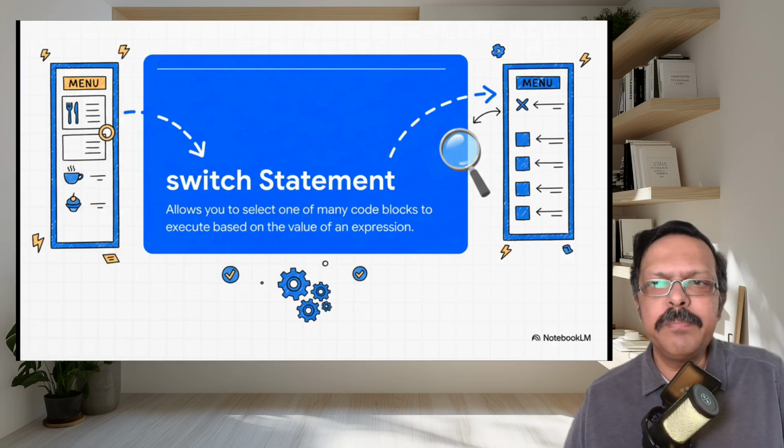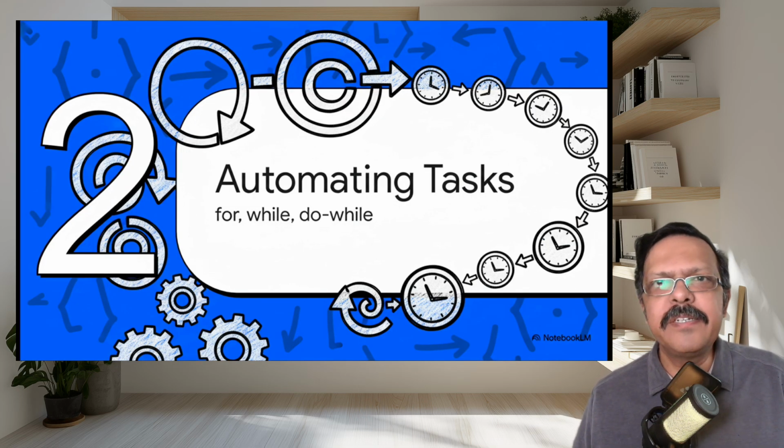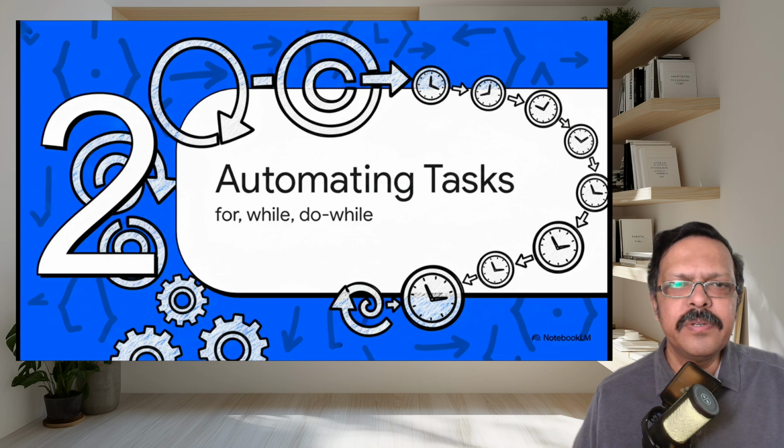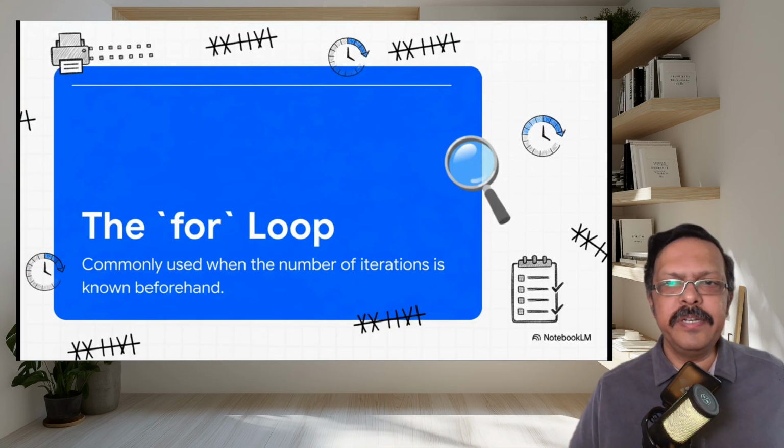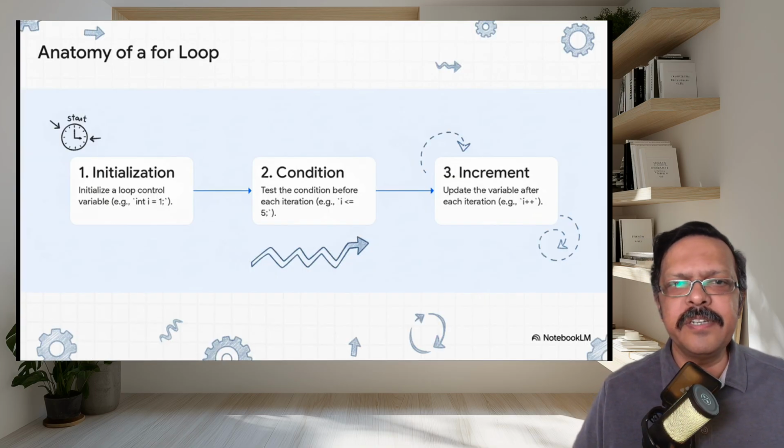Now it's time to give it the power to repeat actions. Loops. Repeating tasks automatically is loops. Computers are built for repetition, and C gives us three core loop types for different situations. We have the for loop, which is perfect when you know exactly how many times you want something repeated. It has three parts. There is an initializing counter.